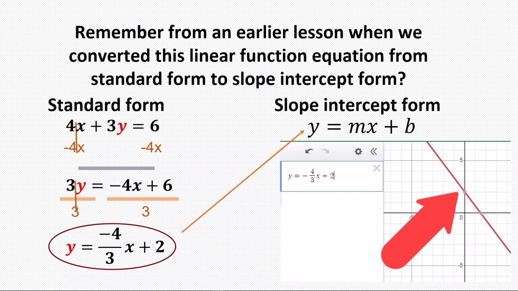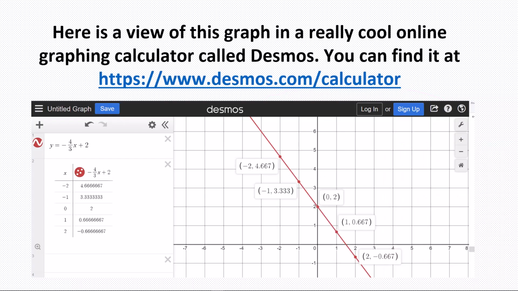All functions in the form y equals mx plus b, the slope-intercept form, are represented by a line on the graph. In this lesson, we will explore more about how this works. Let's take a closer look at this function and choose some values of x and see what values of y are generated. Here is a view of this graph in a really cool online graphing calculator called Desmos.